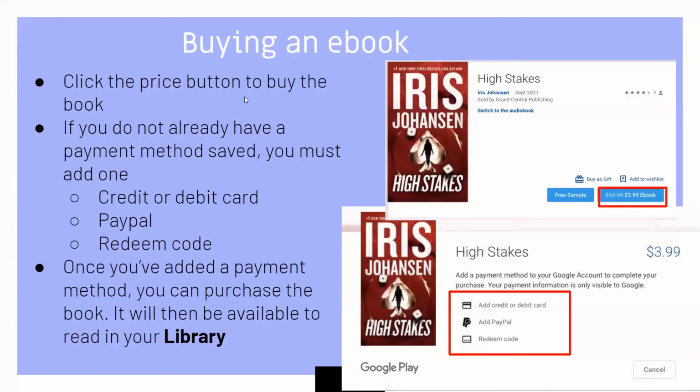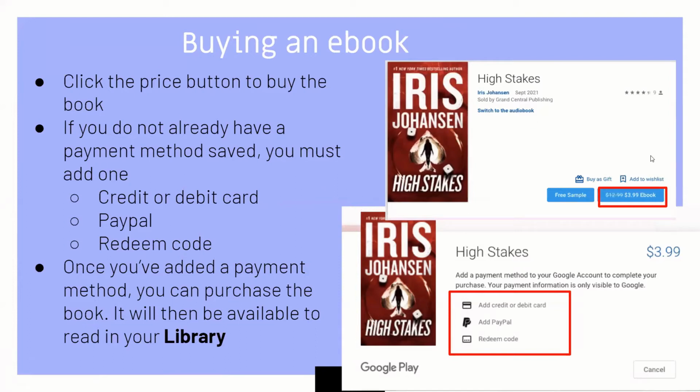So to buy an ebook, you click the price button to buy the book. If you do not already have a payment method saved, you must add one. The payment methods that they accept are credit or debit card, PayPal, or you can redeem a code, for example, if you received a gift card from somebody. Once you've added a payment method, you can purchase the book. It will then be available to read in your library.